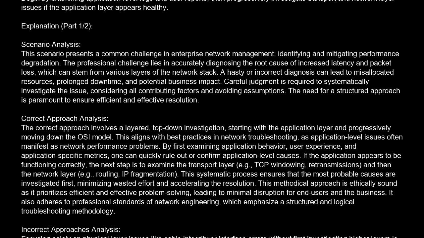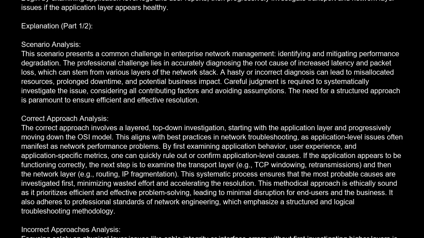This systematic process ensures that the most probable causes are investigated first, minimizing wasted effort and accelerating the resolution. This methodical approach is ethically sound as it prioritizes efficient and effective problem solving, leading to minimal disruption for end users and the business. It also adheres to professional standards of network engineering, which emphasize a structured and logical troubleshooting methodology. Incorrect approaches analysis.